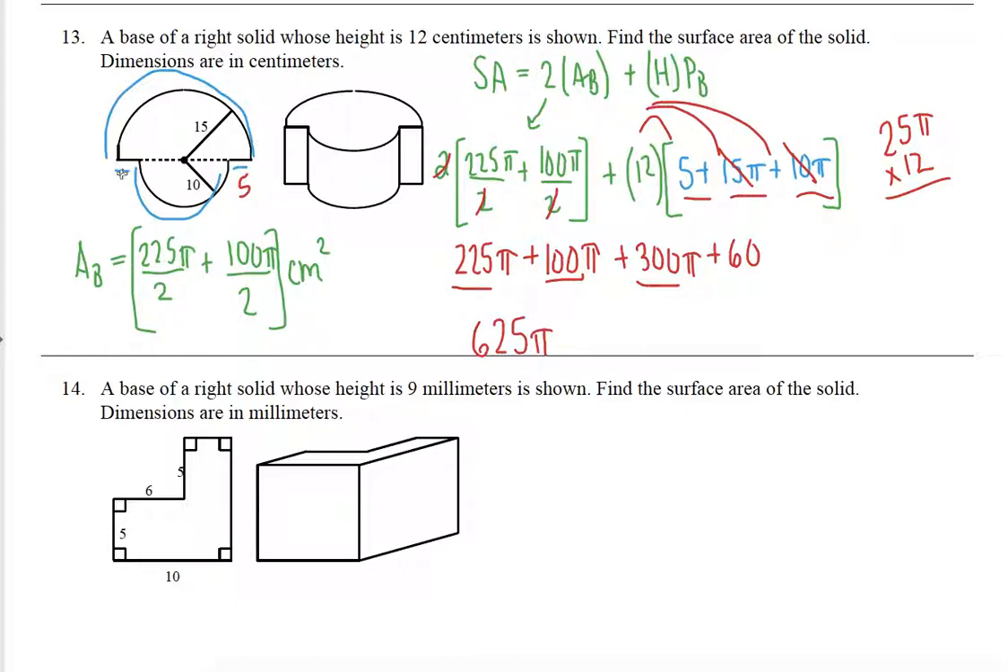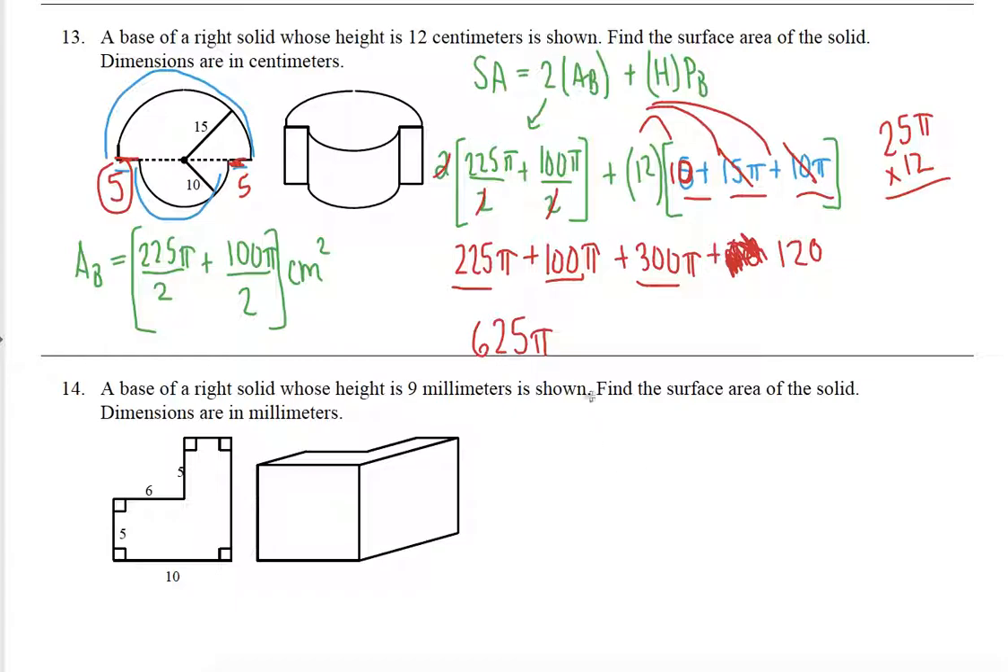I actually just realized I made an error. So sometimes we have to find our errors and fix them. This is 5, this straight line is 5, and this straight line is also 5. So when I was multiplying by 5 here, I should have been multiplying by 10. So instead of 60, this should actually be 120.